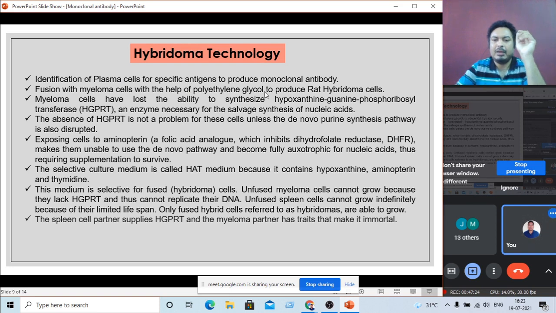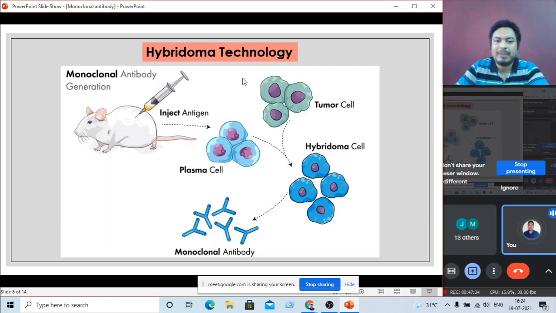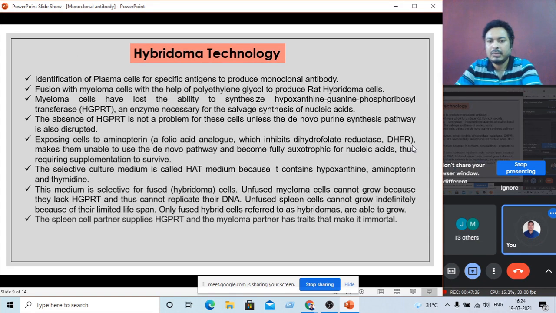This material is used for the fusion of both the cells. Both the cells are fused together when we apply the polyethylene glycol. After application of this, they produce a new type of cell. This is called rat hybridoma cell.